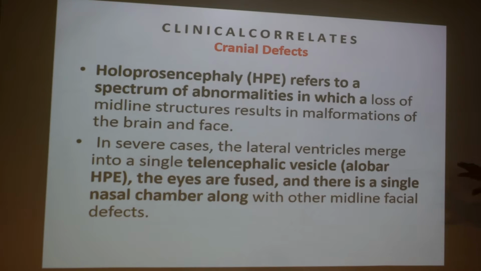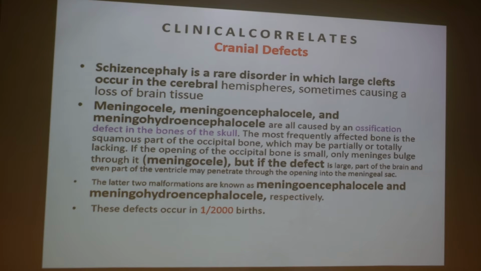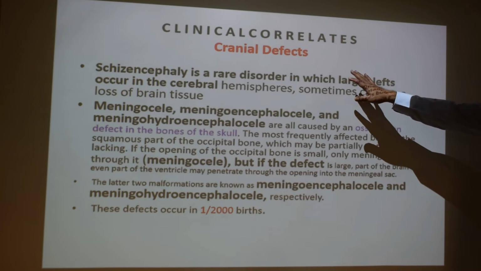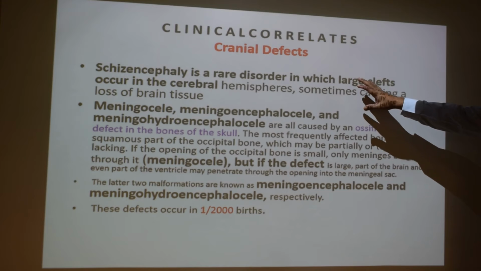So this is a very rare type of abnormality, but these are a group of abnormalities which are called holoprosencephaly, which means loss of midline structures. Then we have another abnormality which is called schizencephaly. It's a rare disorder where you would see large clefts in the cerebral hemisphere. So you see the cerebral hemisphere, it has large clefts and it can result in large losses of the brain tissue. But it's a very rare type of abnormality which probably you would not see in your practice.